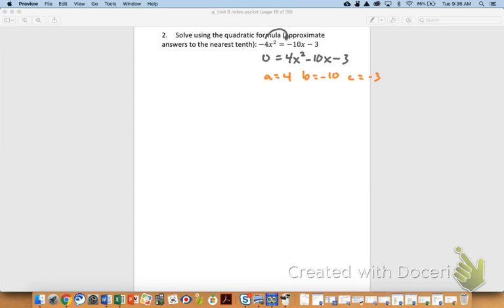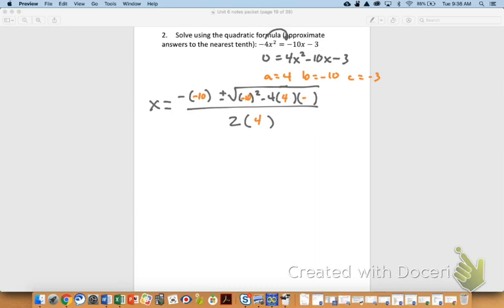Okay, so then we got the quadratic formula. X equals negative B plus or minus the square root of B squared minus 4AC all over 2A. I'm not kidding when I say I really think you should write it like that. Once you have this, we're going to drop in the appropriate A, B, and C values. So B is negative 10 and negative 10. A is 4, so that goes there and there. C is negative 3, so that goes there.